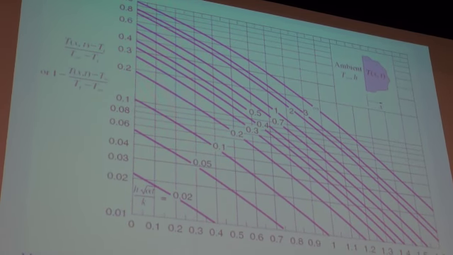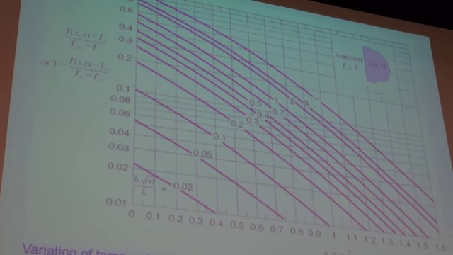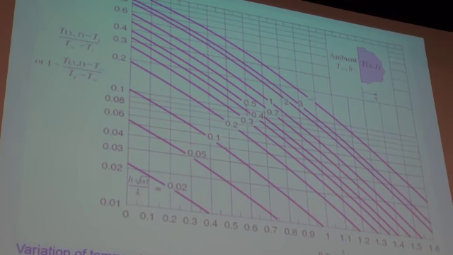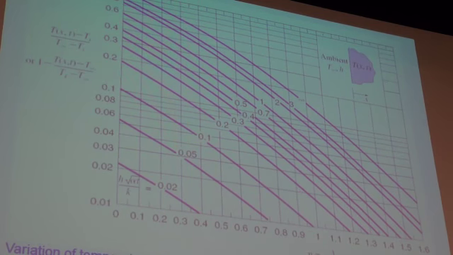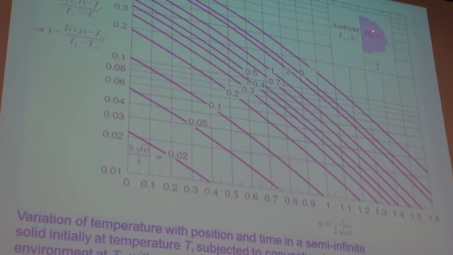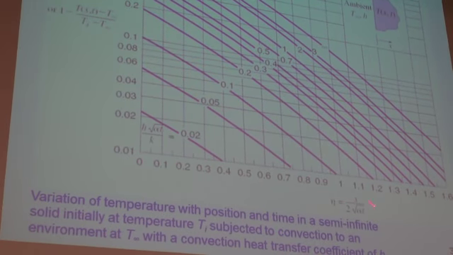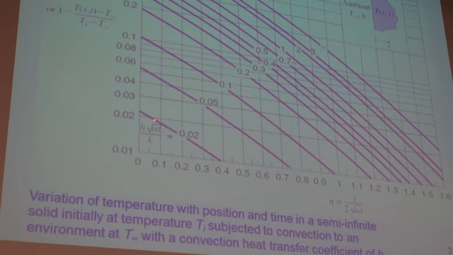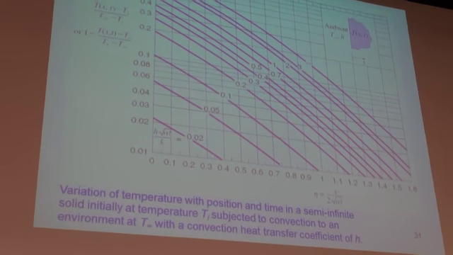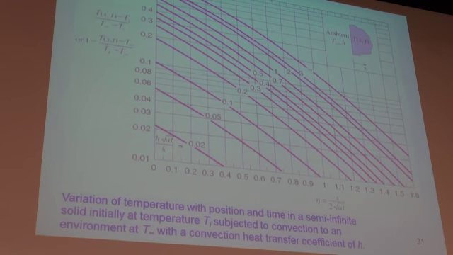This shows us how the temperature changes with position and time in a semi-infinite solid, initially at a temperature Ti, which is then subjected to convection to an environment at T infinity. So there's the environment at T infinity, the block is at Ti, the non-dimensionalized temperature as a function of eta for different values of h multiplied by the square root of alpha t divided by k. Okay. Sometimes it is convenient to use these graphs.